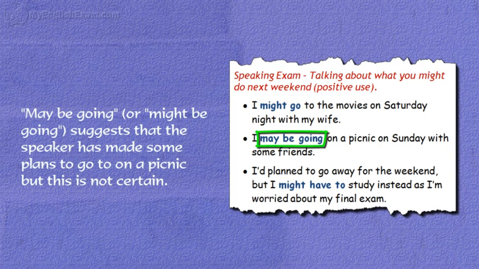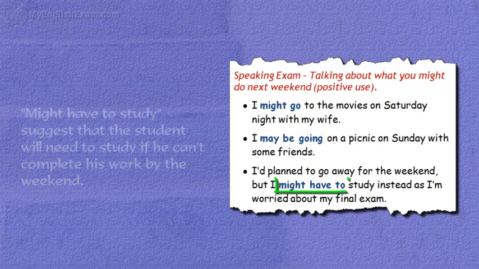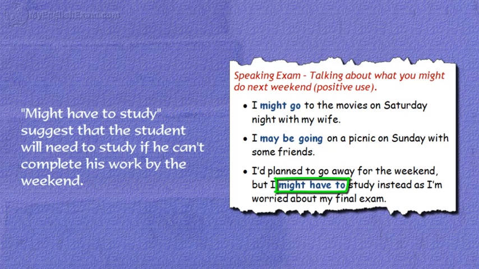May be going or might be going suggests that the speaker has made some plans to go on a picnic, but this is not certain. Might have to study suggests that the student will need to study if he can't complete his work by the weekend.